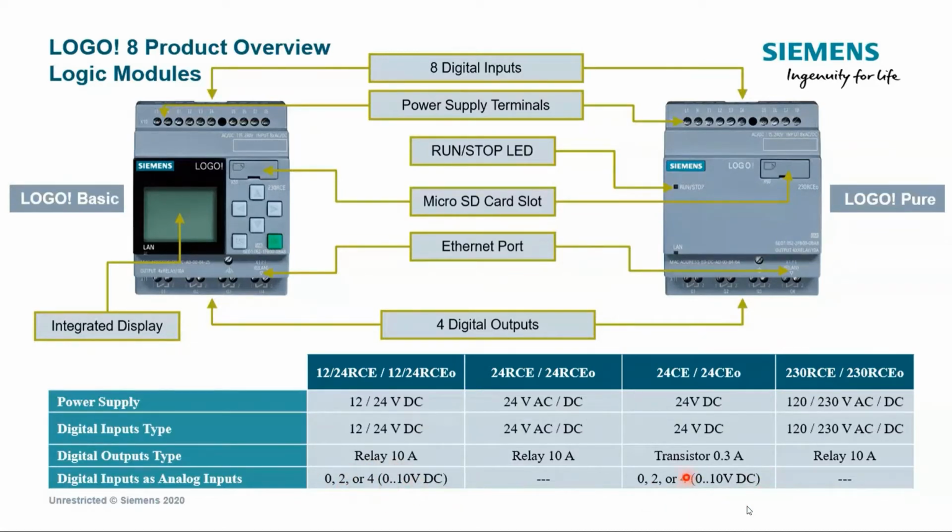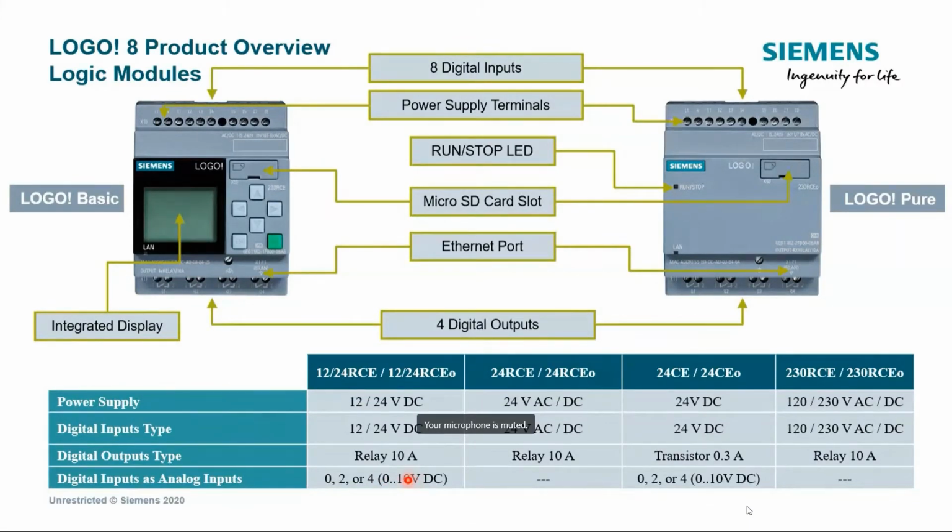These two versions of Logo logic module have a nice option, which is these 8 digital inputs. Some of them can be used as analog inputs in the measuring range of 0 to 10 volt DC. Now, this option is not available for all, as you can see. It's mainly available for the logic modules that have a DC supply, because the analog input measuring circuit requires a DC to work.